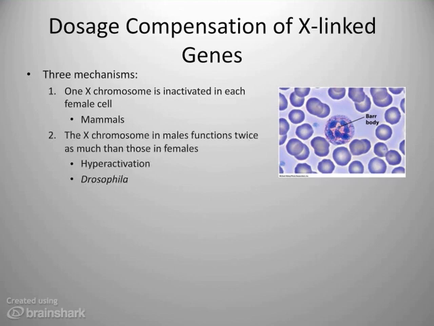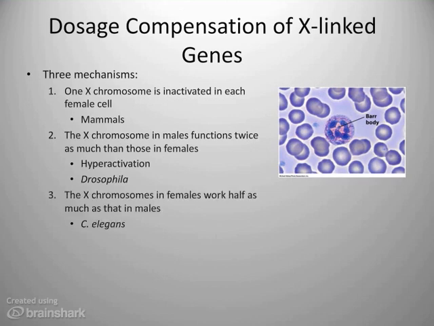The second mechanism is that the X chromosome in males can function essentially twice as hard as those in females. This is a concept known as hyperactivation, and this is what happens in Drosophila. Now lastly, the X chromosome in females can work only half as hard as that in males. This is the case in those roundworms, those nematodes, such as C. elegans.